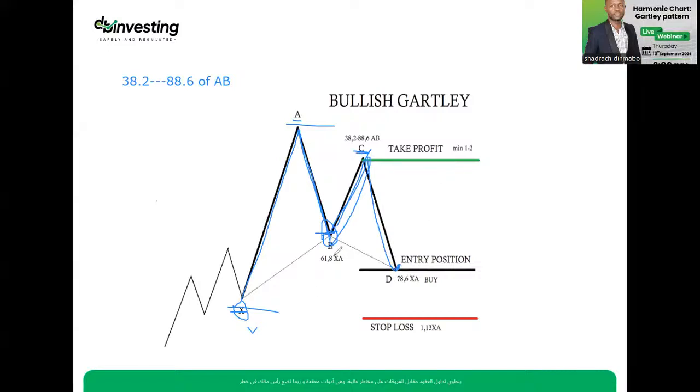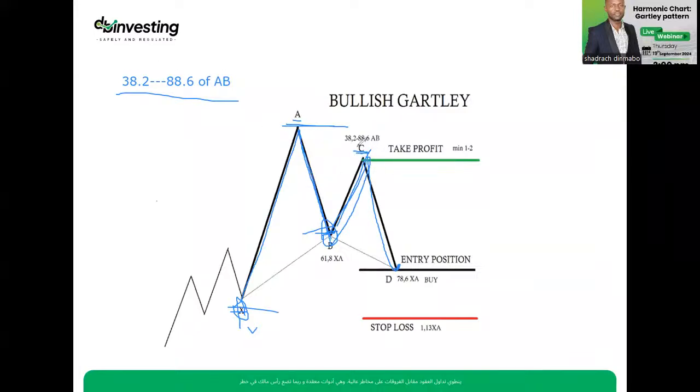Now we already know how to get our point C, our point B, our point A, and point X. X is actually our reference point. So we want to get a retracement from XA, 61.8% of XA, that gives us point B. And then we look again to get point C. We said point C should be within the range of 38.2 to 88.6 of AB. So that means we'll take our Fibonacci retracement tool and drop at point A, drag to point B. And if C is within this range, then it qualifies.